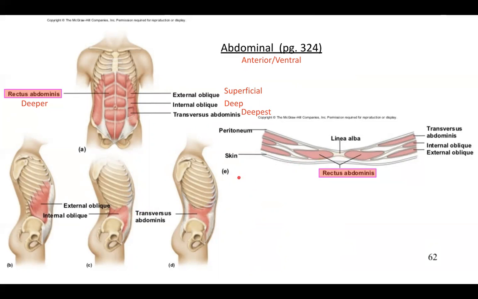And then the transversus abdominis, again, the fibers are going horizontally. The origin is your lumbar vertebrae, so it actually comes all the way from your back, and it will insert into your coxa and, again, the linea alba. Okay, and the transversus abdominis helps to provide tension in the abdominal wall, just like all of your other abdominal muscles.